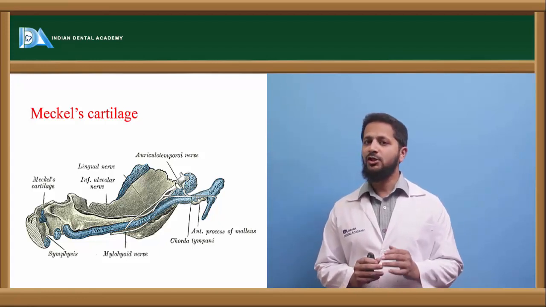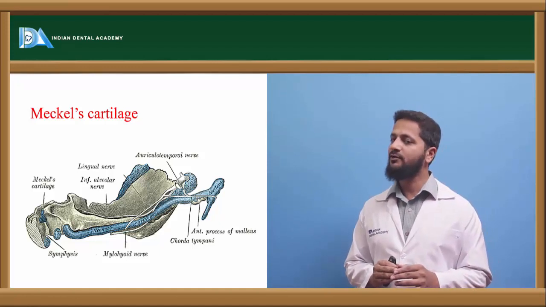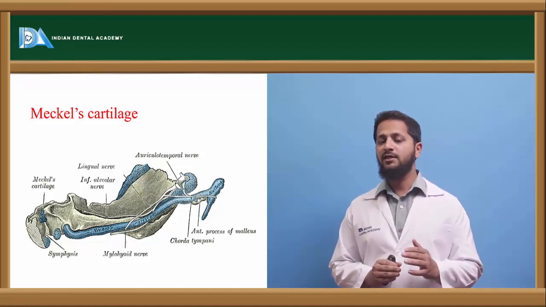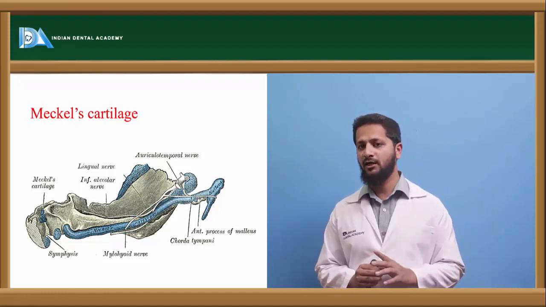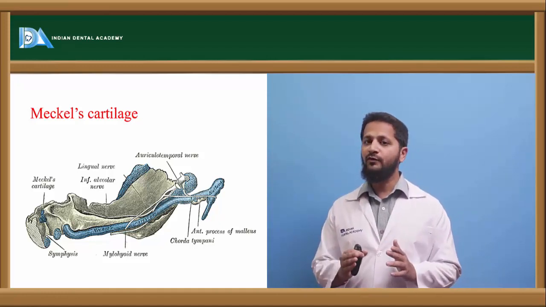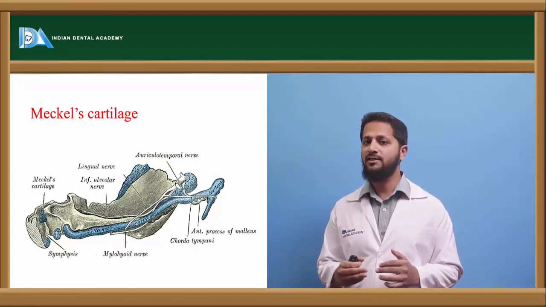The first structure to be produced in the primordium of the lower jaw is the mandibular division of the trigeminal nerve. After this, it is followed by the mesenchymal condensation, which results in the production of the first branchial arch. Now, because of the neurotrophic factor induced by this nerve, it initiates osteogenesis.